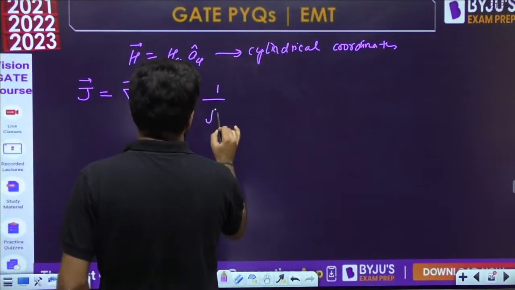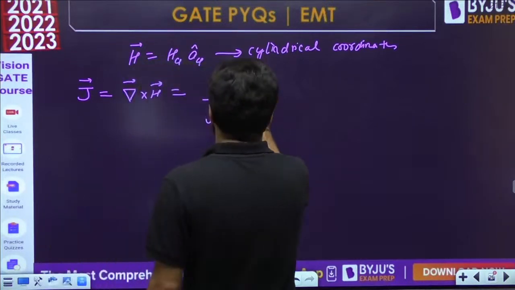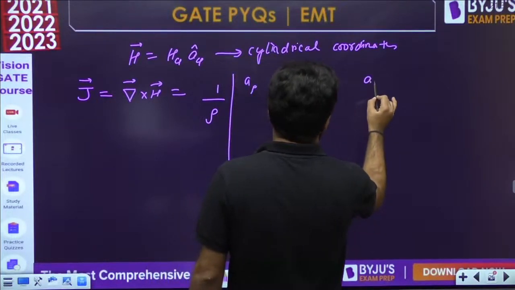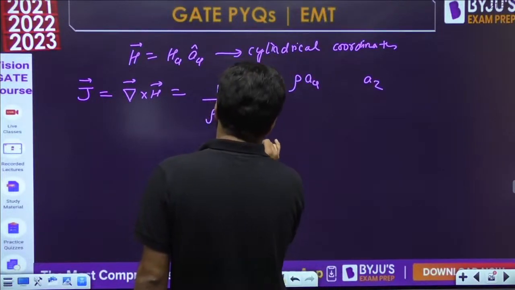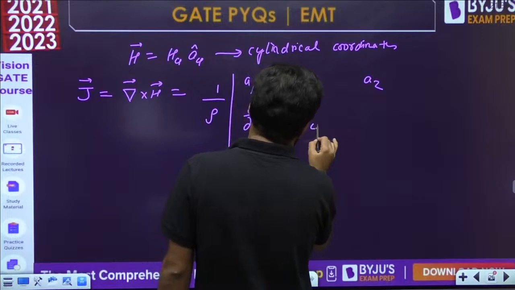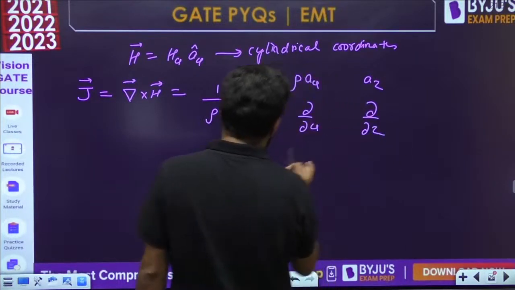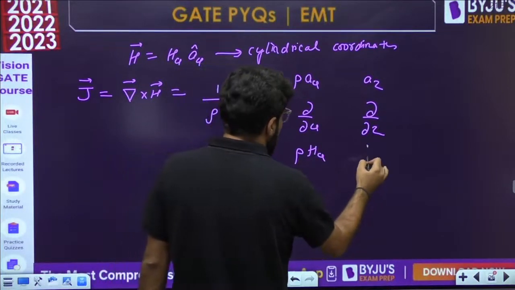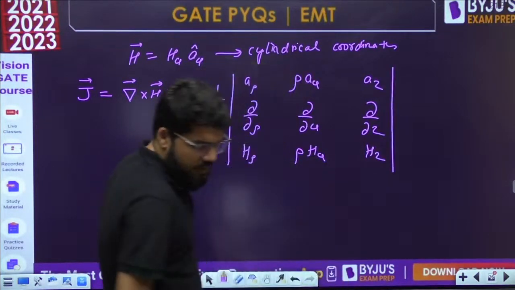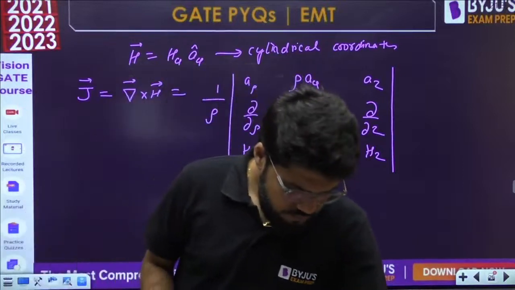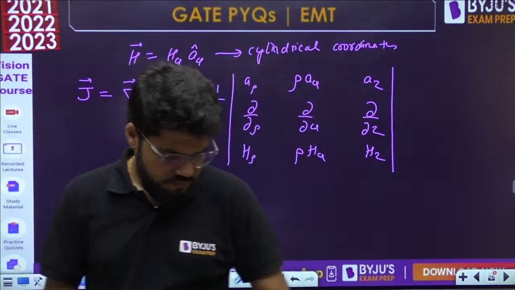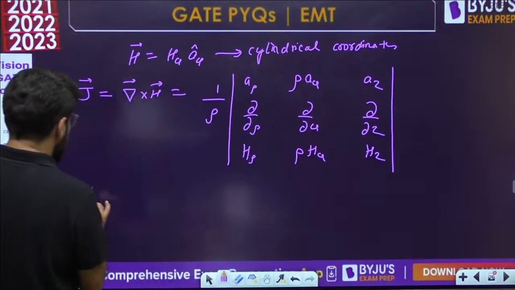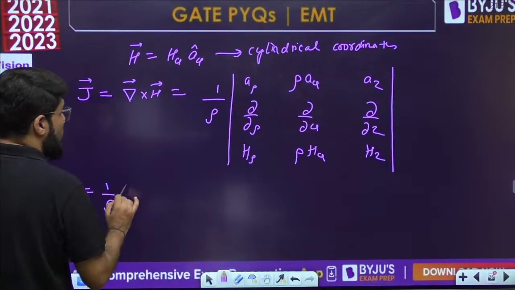So the curl formula in cylindrical coordinates is given by 1 upon rho, with the unit vectors a rho, a phi, a z, then del by del rho, del by del phi, del by del z, then the vector components H rho, rho H phi and H z. I wrote the formula first. This should be the formula actually, correct? Okay. Chalo. So now this is equal to 1 upon rho.